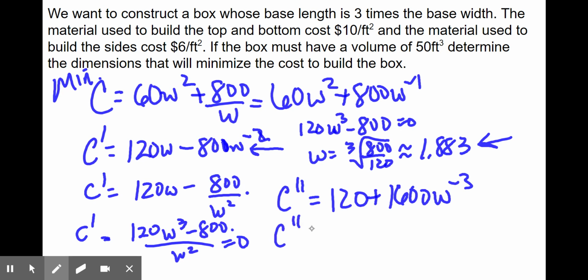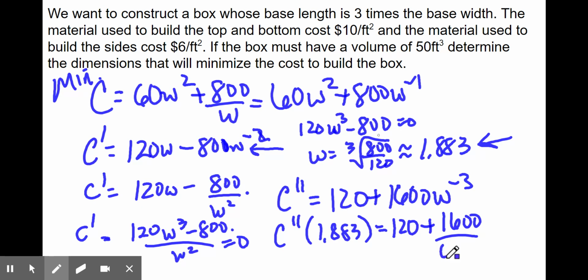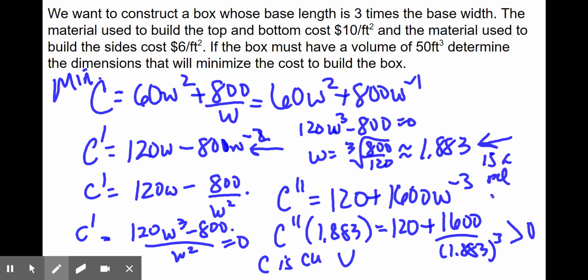So C double prime of 1.883 is going to be 120 plus 1600 over 1.883 cubed. Okay, I don't know what that is. I really don't care. The only thing I care about is that it's bigger than 0. So that C is concave up, which means that 1.883 is a min. It's a relative min. That's good.